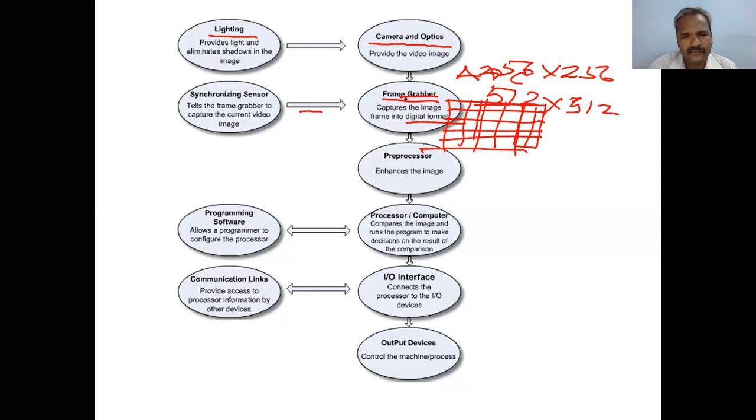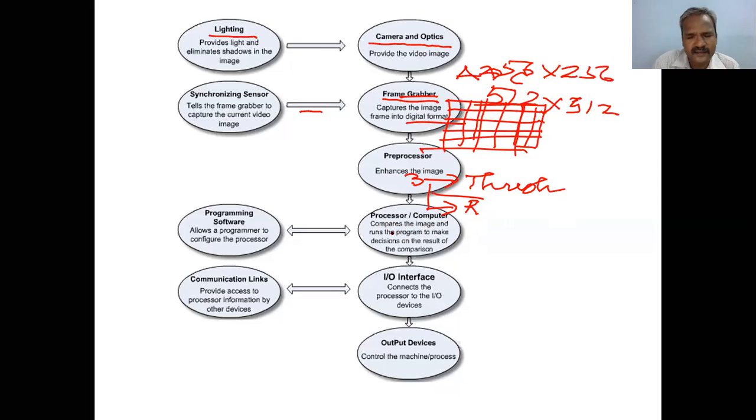From the frame grabber, a preprocessor is used to enhance the image quality. We have to reduce the data volume, but the object has to be improved with the help of various segmentation techniques. We have already seen that there are three segmentation techniques: thresholding, region growing, and edge detection. So these are the three techniques in the preprocessor stage.